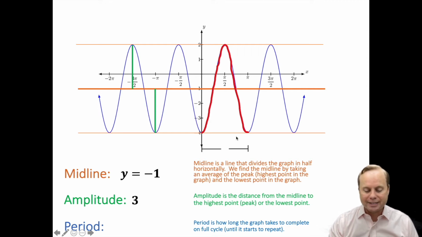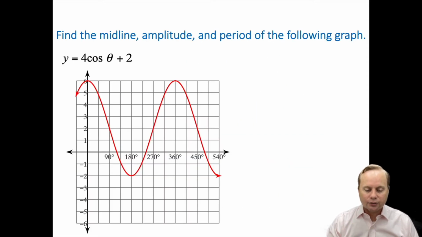So what's the distance there? That distance between here, where we started, and here, in this case is pi. So that distance is pi. Sometimes it's in degrees, sometimes it's in radians. In this case, this one was in radians. So, all right, now I would like for you to find the midline, the amplitude, and the period on this one. So pause the video right now, work this one out, and when you've obtained an answer, come back and push play.